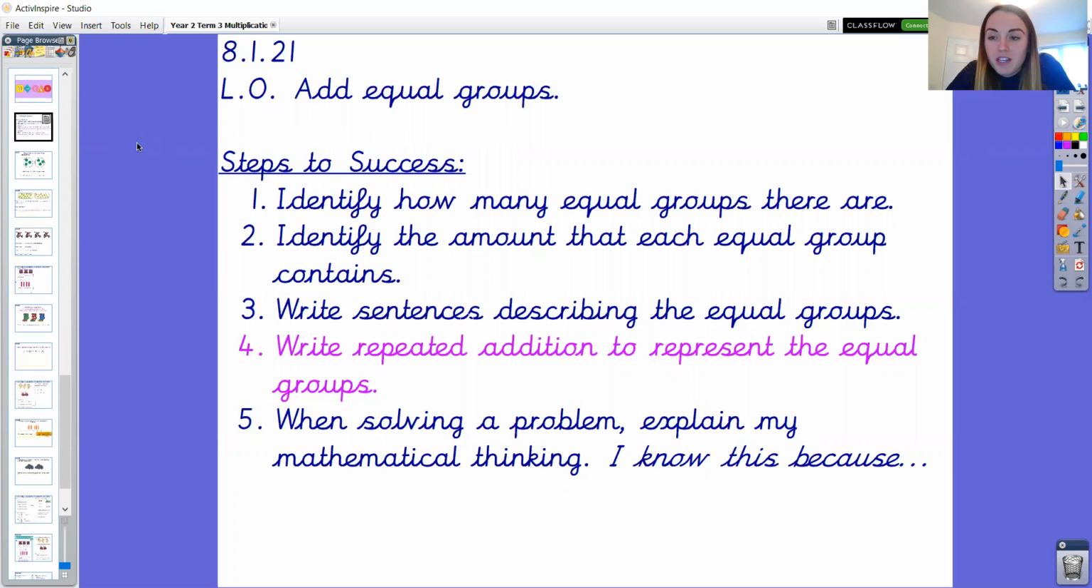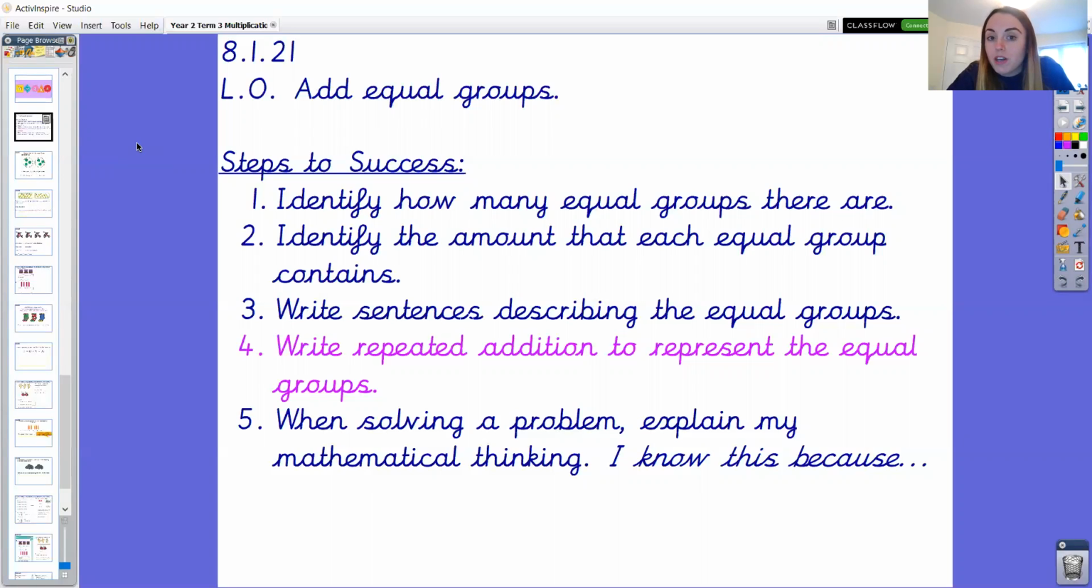Well done, Year 2. So today, thinking about our steps to success, they are very similar to the last couple of days. However, you will see that there is a new step to success in another colour, and that is going to be our particular focus of learning today.